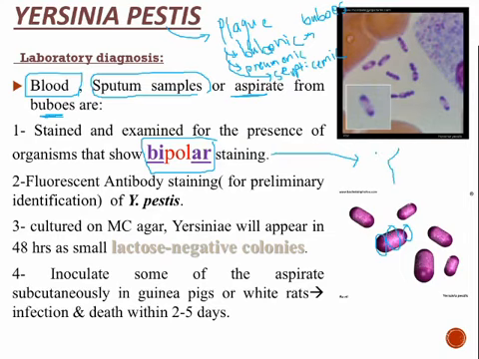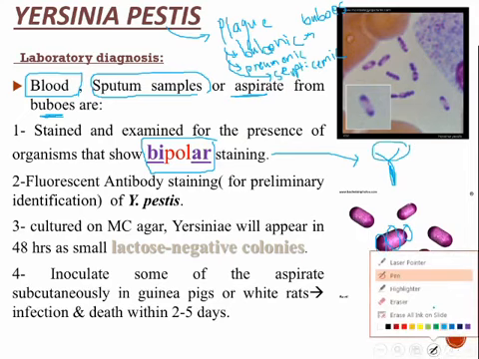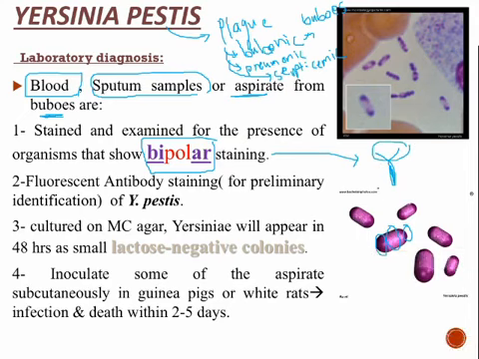You can memorize it this way: the Y of Yersinia pestis has two poles, so it has bipolar staining. This way you will never forget it. Bipolar staining. Okay, good. Now we move on.